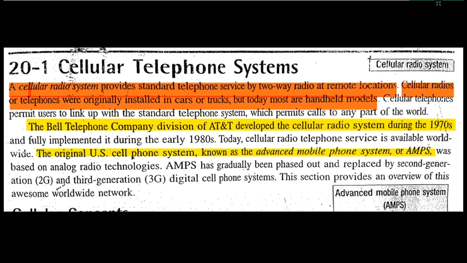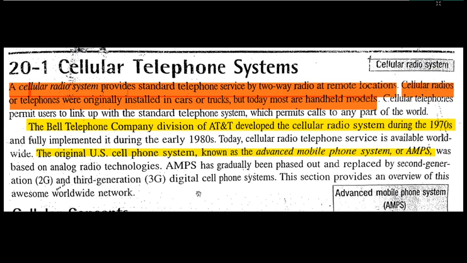The original US cell phone system, known as the Advanced Mobile Phone System, AMPS, was based on analog radio technologies. Advanced Mobile Phone System, AMPS, has gradually been phased out and replaced by the second generation 2G and the third generation digital phone.